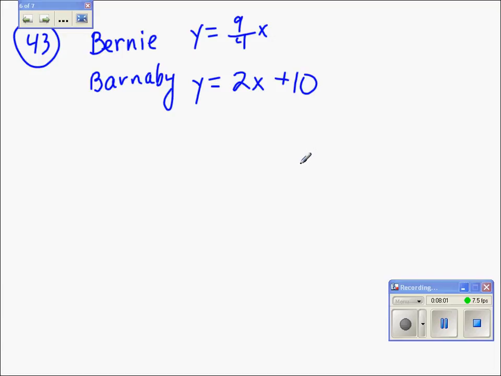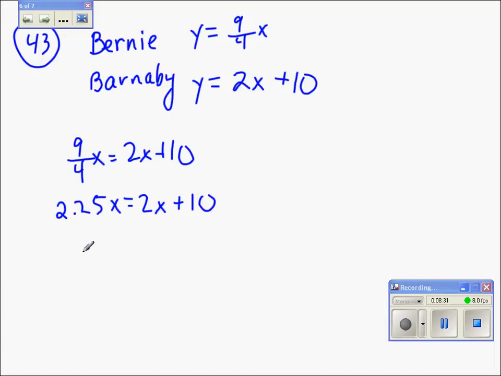Now, the question says, if the race was 70 meters long, did Bernie ever catch up with Barnaby? My strategy here is, let me just find out where they meet. And then if they meet below 70, well then yes. If they meet after 70, then no. And remember, we're talking about meeting in meters. So the first thing here is to set them equal using equal values method. Subtract 2. You can think of this 9/4 as 2.25x. Subtract 2, you get 0.25x equals 10. Divide by 0.25 and you get 40.